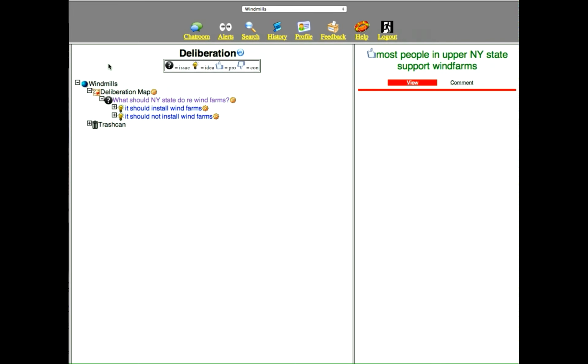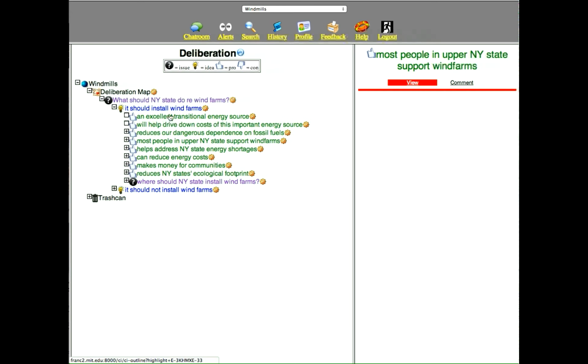For example, in this deliberation about what New York State should do about wind farms, we can see that all the arguments about New York State installing wind farms are co-located, irrespective of the social media source they originally came from.